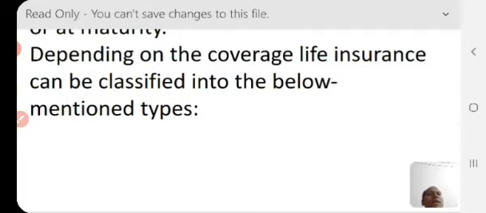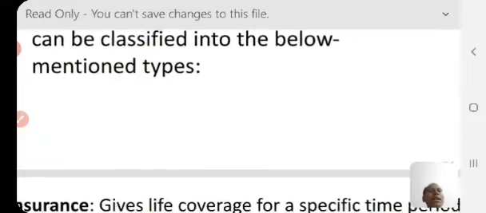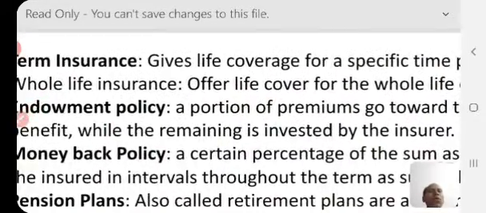Depending upon the coverage, life insurance can be classified into the below mentioned types. As we have seen, there are two types of insurance in the broader sense. One is life insurance, the other is general insurance. In life insurance, there are other types which are mentioned below.